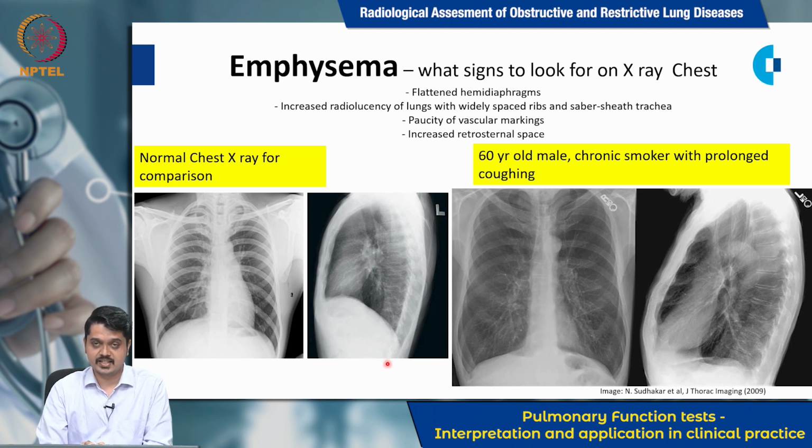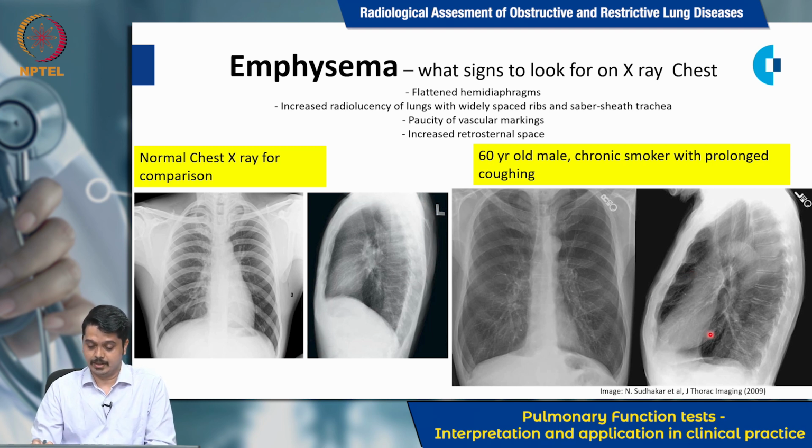Next, one more finding is increased retrosternal distance, which we will be seeing in lateral chest X-ray. This is a normal lateral chest X-ray. This is chest X-ray of a patient with emphysema. Anteriorly seen is the sternum, behind that is the retrosternal lucency, then this is the heart, this is trachea, esophagus, these are the vertebra. Compared to this X-ray, you see the retrosternal lucency is widened. If this distance is more than 2.5 centimeter, this says that it is increased retrosternal space, which is also one of the findings in emphysema.